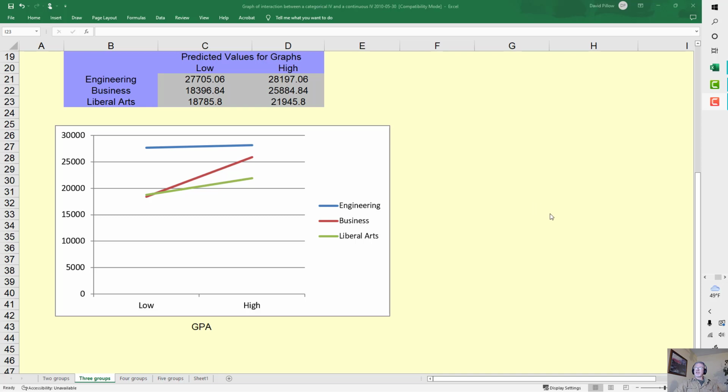Hi there. Let's talk today about how to get interactions between a categorical variable and a continuous variable. So here's what we're going to be shooting for. We're going to be looking at a data set published by Aiken and West in their book on testing interactions. And the final result is what you see here.